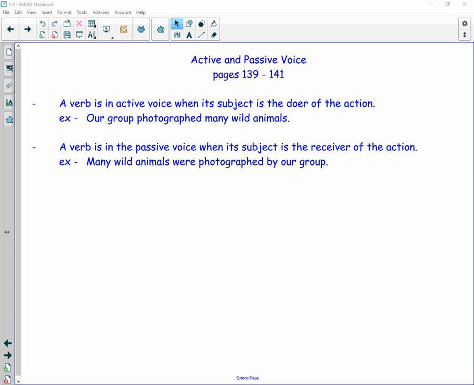This lesson is from the 7th grade Houghton Mifflin English book. It is on active and passive voice, and it coordinates with pages 139 to 141 in the student textbook. A verb is in active voice when its subject is the doer of the action.